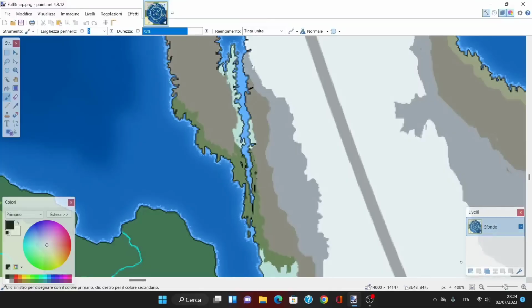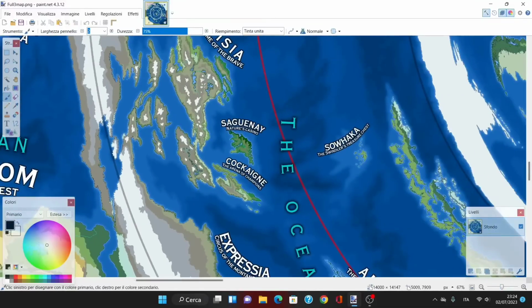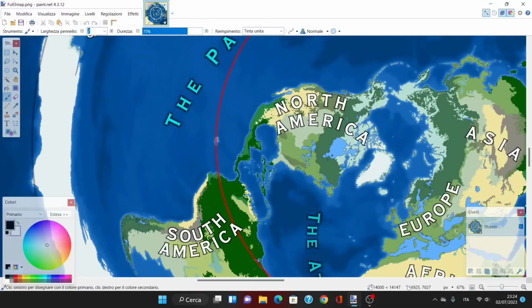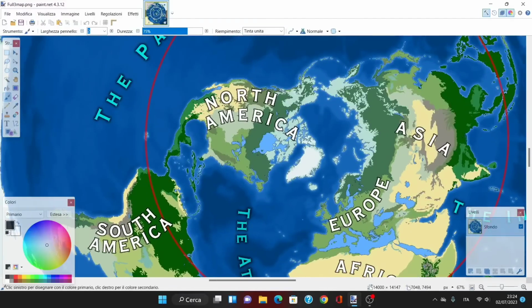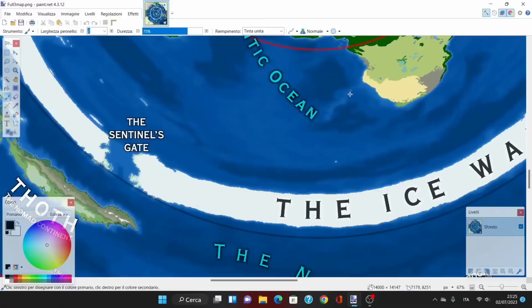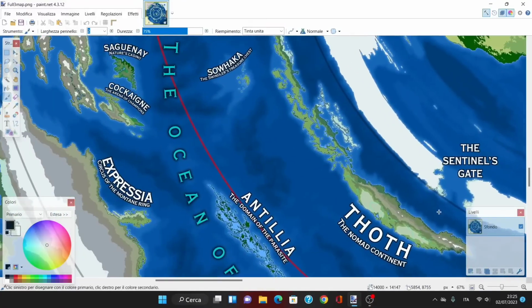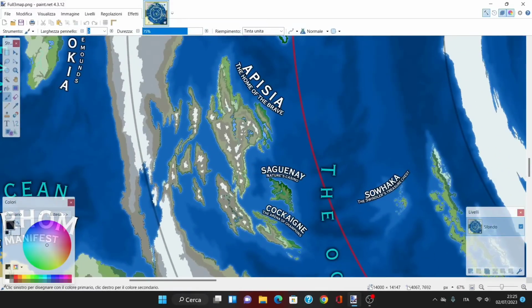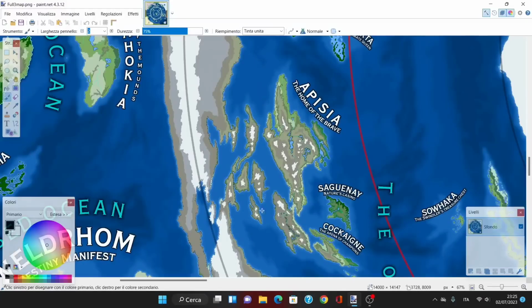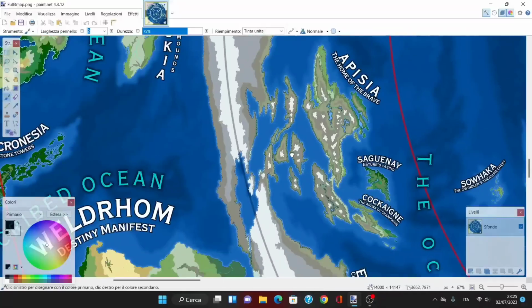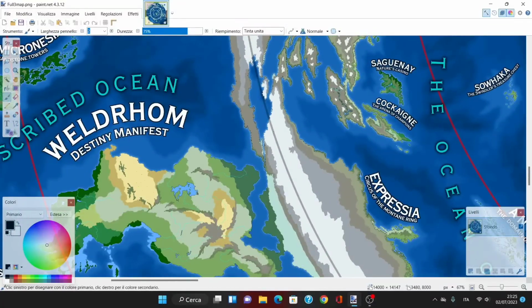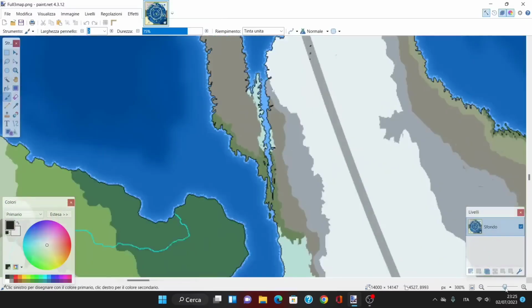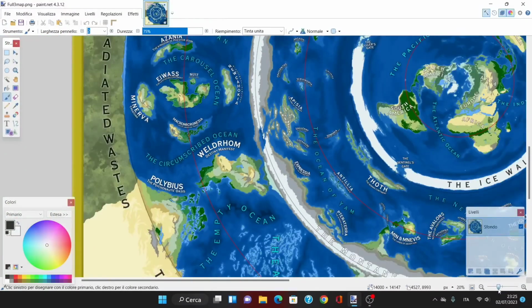So this is the only actual place where you can probably go boat to boat from the center of the world, so Europe, North America or something like that, Africa, don't know, don't care, and then out of it through the Sentinel's Gate, and then land on Thoth if it is there, since it is a nomad continent, then reach places like Cocaine, Expressia, Saguenay, Apisia, and then circumnavigate Apisia and get into these islands, and finally you can go into this strait and exit it, and finally find yourself in the second ring.